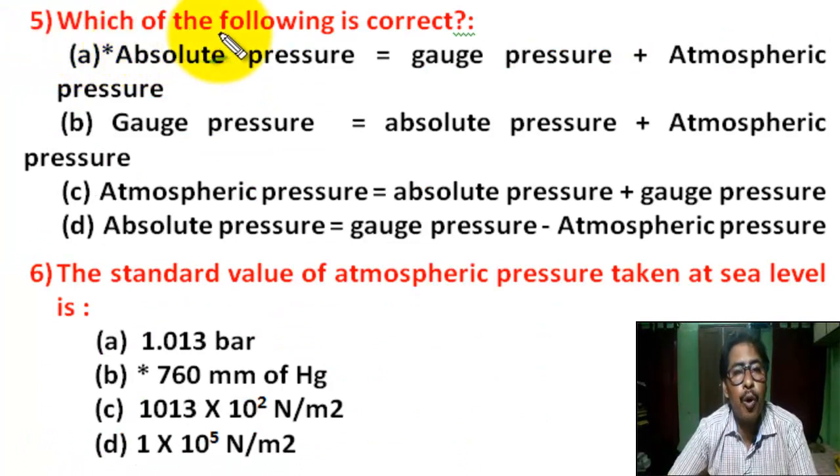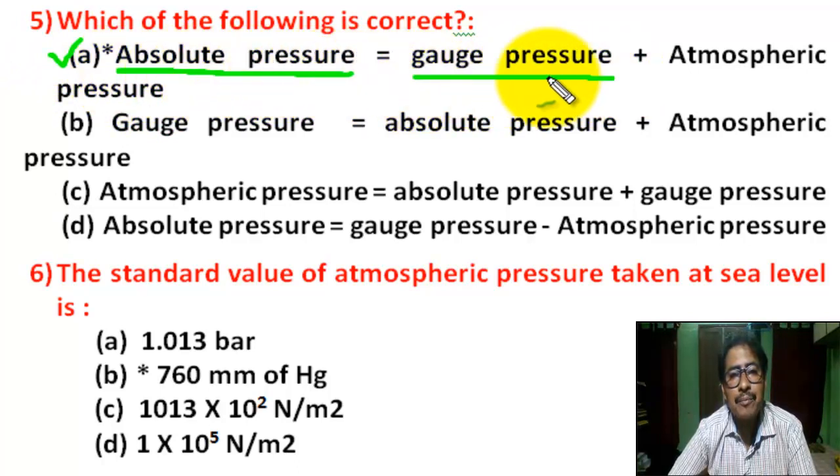Question number 5. Which of the following is correct for the relation between absolute pressure, gauge pressure, and atmospheric pressure? There are 4 options. Correct answer is A, absolute pressure equals gauge pressure plus atmospheric pressure.